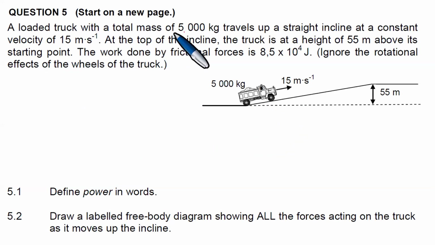This loaded truck with a total mass of 5,000 kilograms travels up a straight incline at a constant velocity of 15 meters per second. Here's this giant truck, going uphill. At the top of the incline, the truck is at a height of 55 meters above its starting point. The examiners are giving us the work done by frictional forces, and it is 8,5 times 10 to the power 4. Ignore the rotational effects of the wheels of the truck.